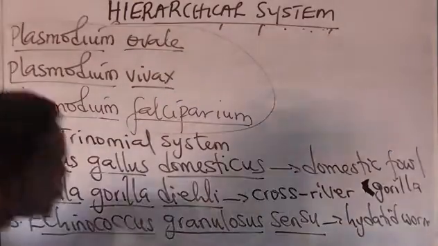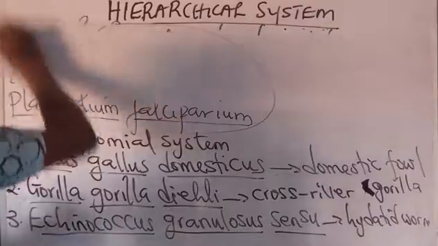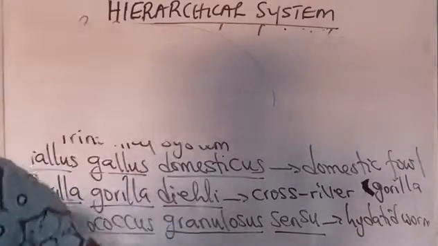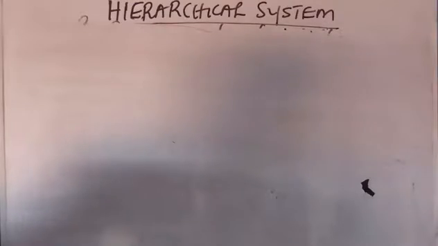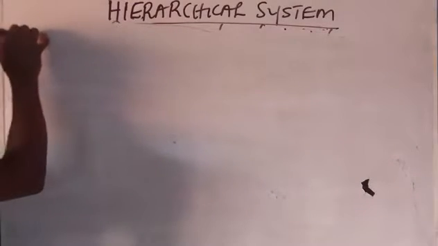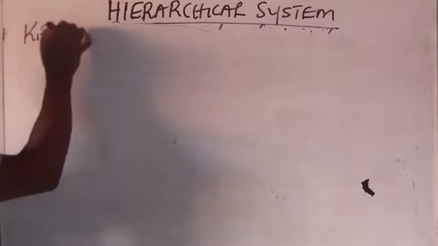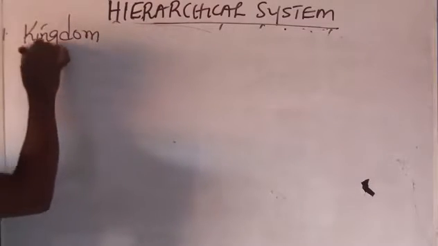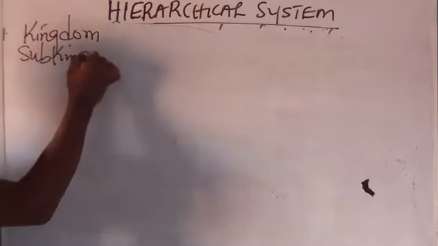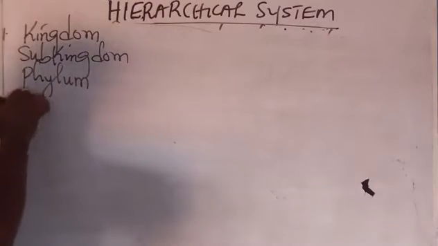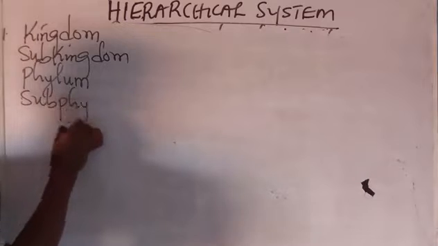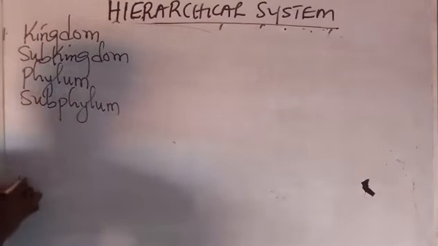Now let me jump into the hierarchical system. I'm going to be doing it on the board. We start with kingdom, you have a subkingdom, you have phylum, you have subphylum. King Philip can offer free gift.